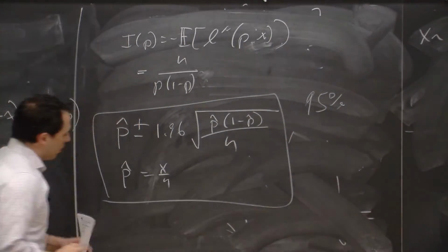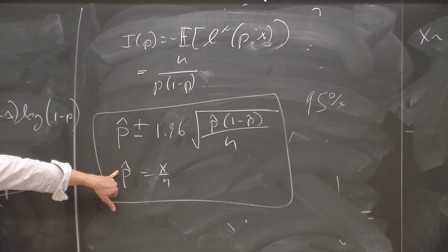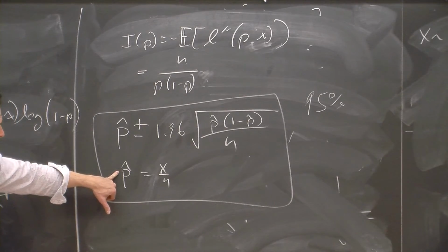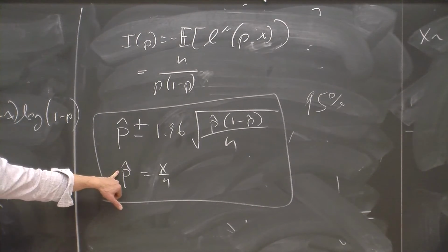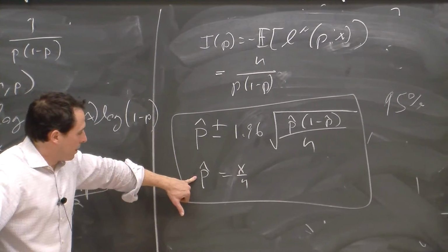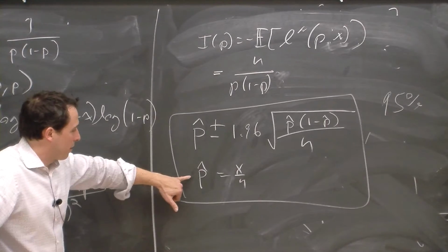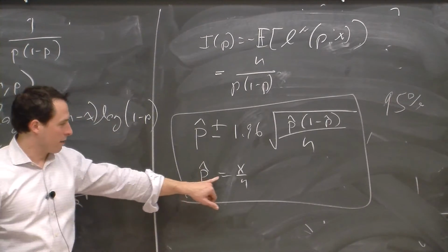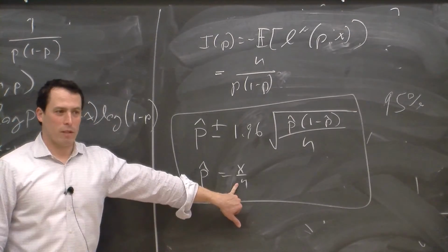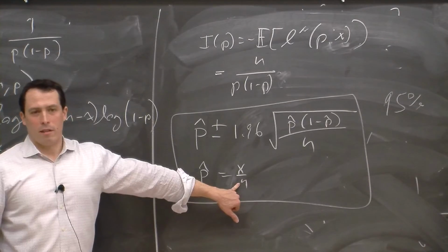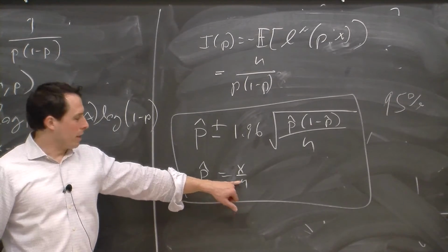So, p hat is our obvious maximum likelihood estimate for the binomial distribution: the number of times that I hit the target when I throw the chalk at the board, the number of times that I get a success when I flip a coin that's biased. And my maximum likelihood estimate of that is just the number of successes divided by the number of trials. We've already convinced ourselves that when n is very small, it's not a very good estimate. When n is big, it's a pretty good estimate.